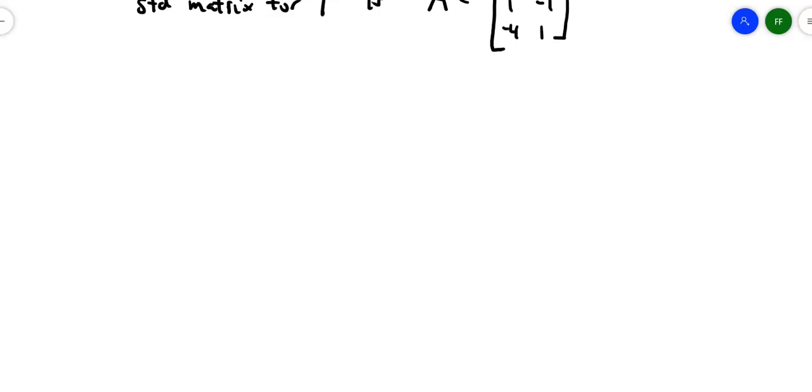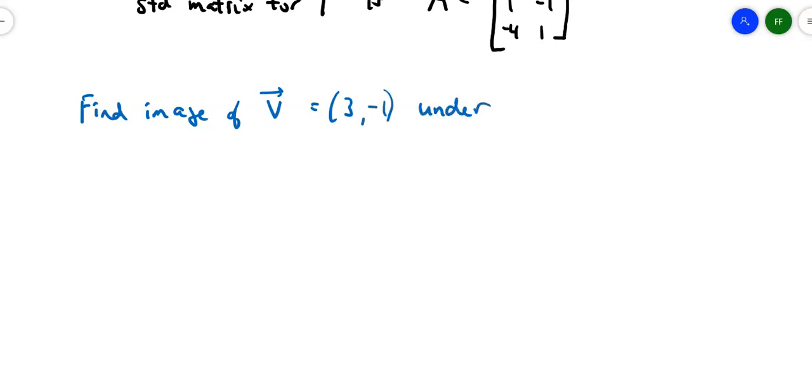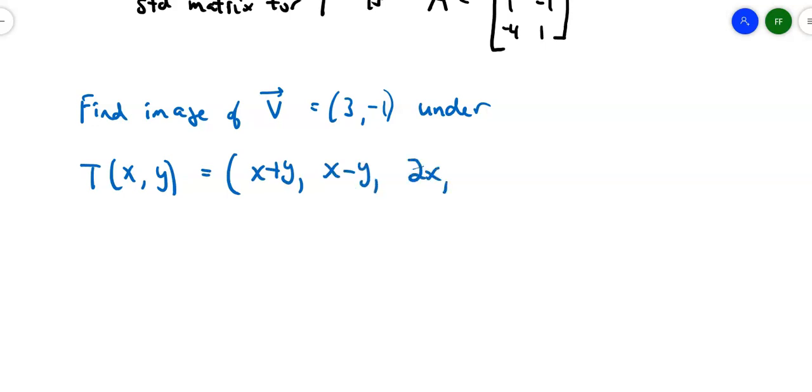All right, let's try another one. This time I want to find the image of this vector, (3, -1), under this transformation: a transformation that maps (x, y) onto (x + y, x - y, 2x, 2y). Now, if you were boring, you would probably just take that (3, -1) and put a 3 in for x and a negative 1 in for y, and get out 4 numbers. But you would be boring, and we don't want to be boring.